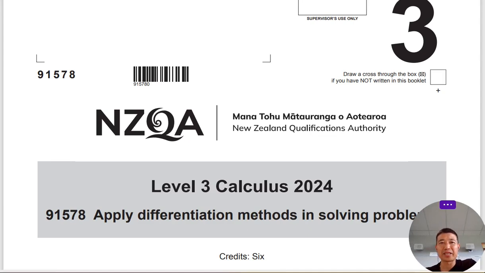Hey everyone, Plus2 here. We are doing level 3 differentiation 2024 today. I found this year many questions require certain skill sets like product rule and quotient rule. All right, let's dig in.